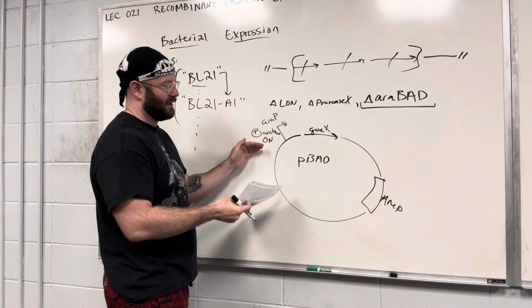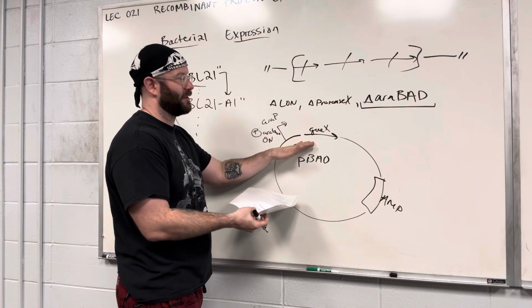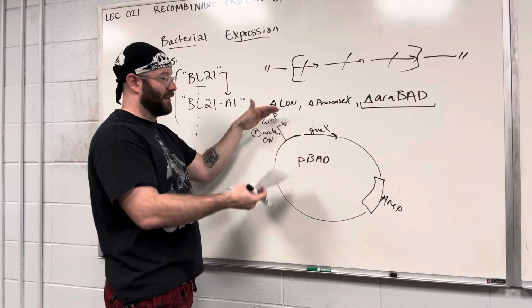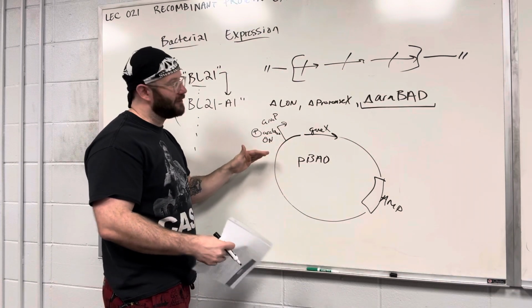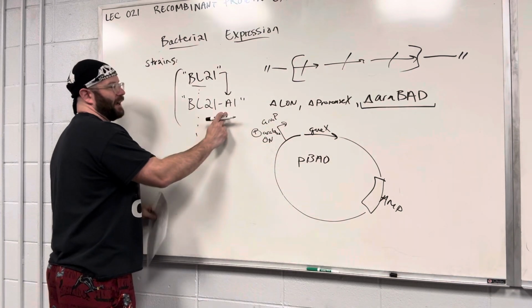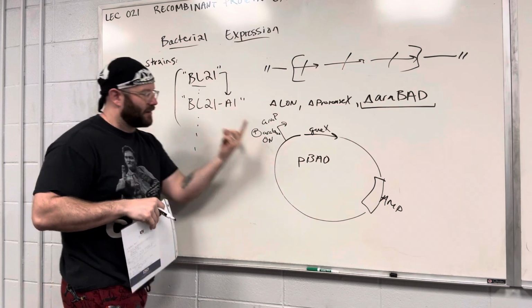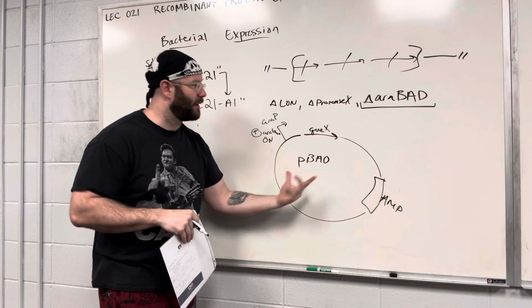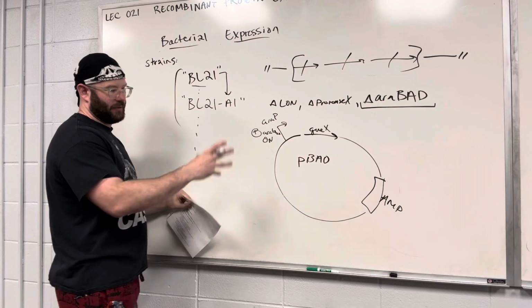It's a matter of picking the correct plasmid and then pairing it with the correct strain. Otherwise, your expression will not work at all. Okay? So BL21AI is a strain that's compatible with this plasmid. And this is true for many different plasmids.